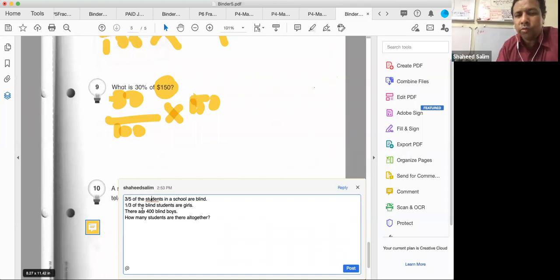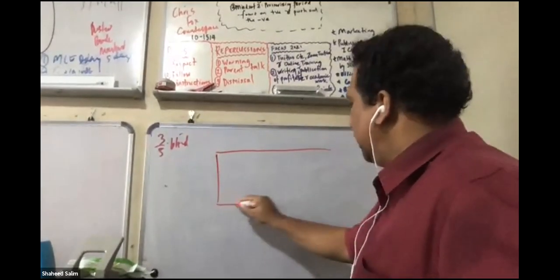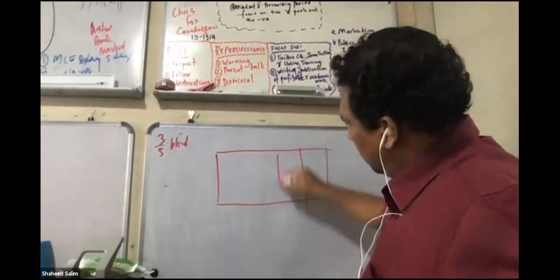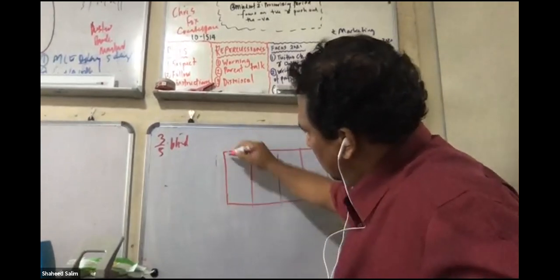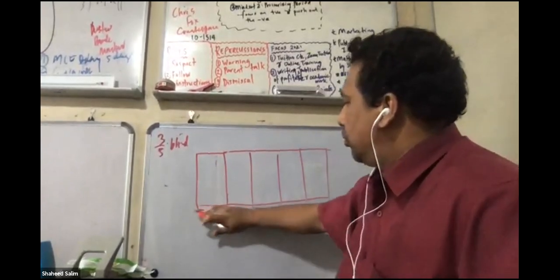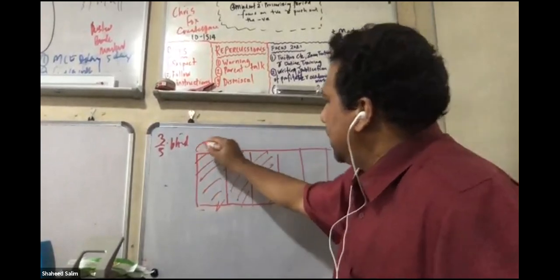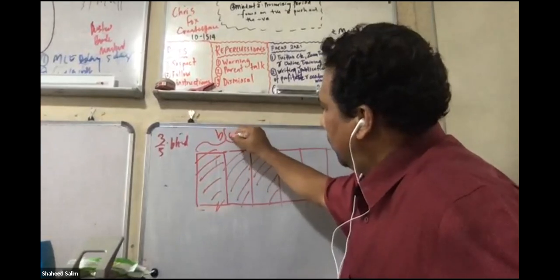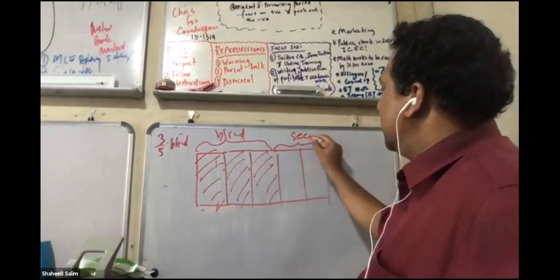Okay, first of all, I will draw a model. They say 3/5 of the students are blind. So I have down here, 3/5 is blind. So I draw like that. 5 parts. So let's say 3/5: 1, 2, 3. These are the blind. Means this one can see.